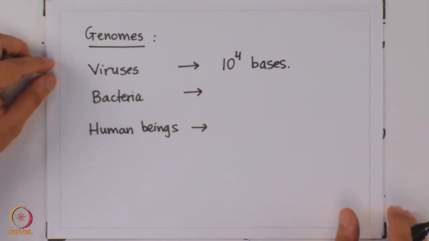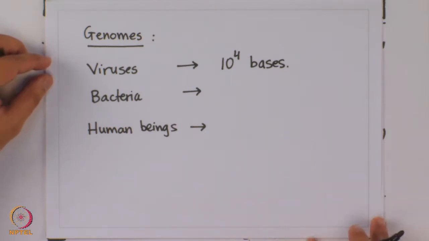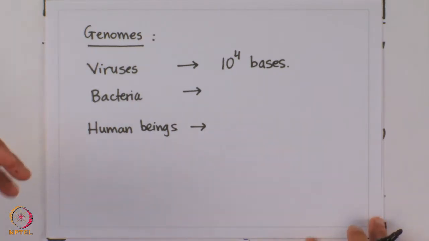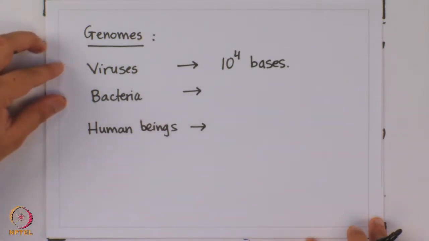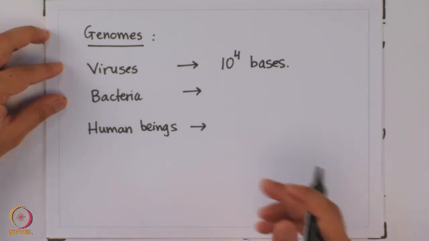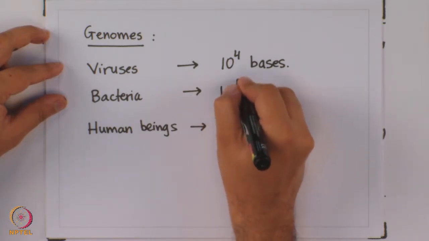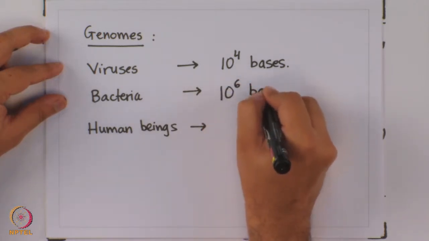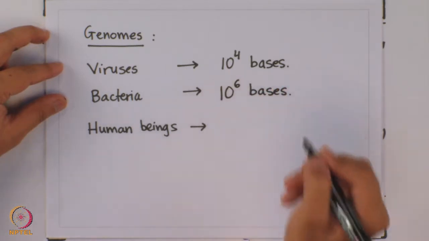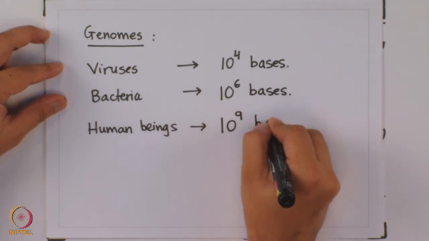Bacteria, we have been talking about E. coli, and many of the things that we are going to do later on in the course are going to be based on our understanding of the workhorse of microbiology, which is E. coli, and E. coli has a genome of about 4.5 into 10 power 6 bases, and again because we are interested in only order of magnitude numbers, this is 10 to the power 6 bases. And human beings is 10 to the power 9 bases.